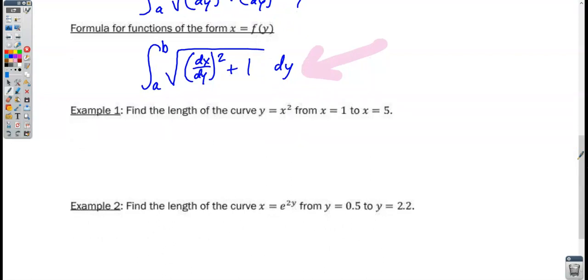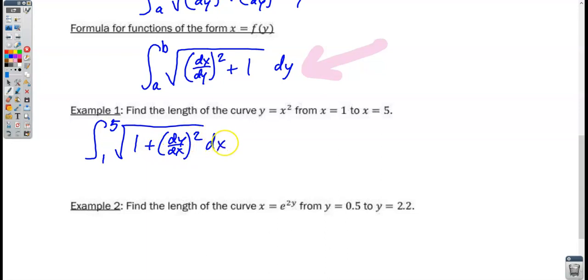All right, let's look at example 1. We're supposed to find the length of the curve y equals x squared from x equals 1 to x equals 5. So in order to do that, we're going to use the integral from a to b of the square root of 1 plus dy dx quantity squared, since we've got y equals a function of x. So first things first, I'm going to find dy dx. dy dx is equal to 2x.